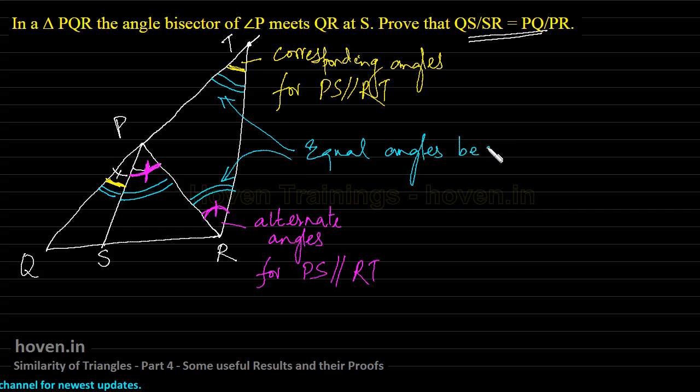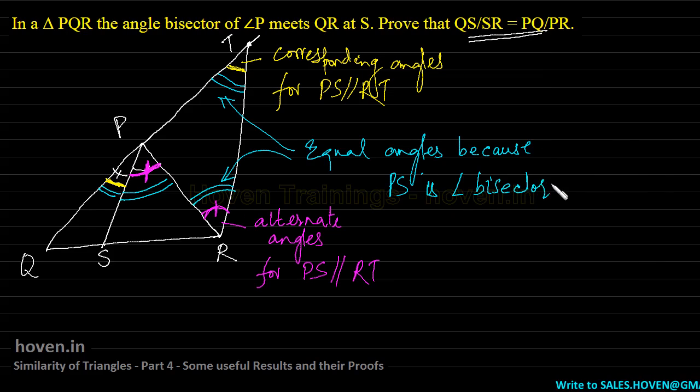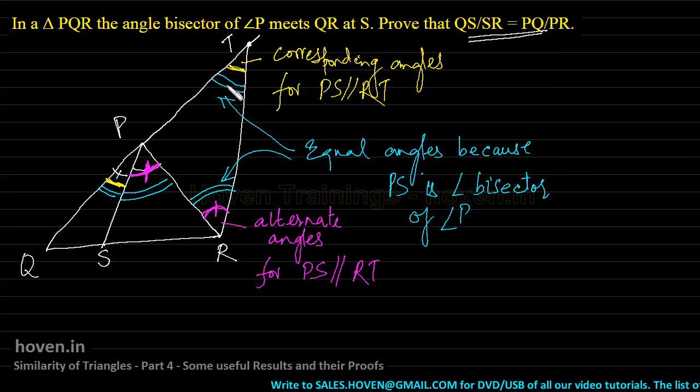because why are they equal? Because PS is the angle bisector of angle P, and angle P has two parts. One part is equal to this, the other part is equal to that. So these two are equal angles for this triangle PTR.